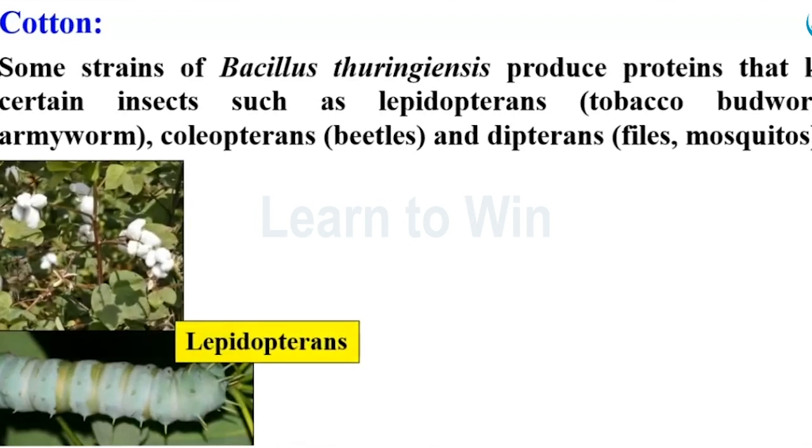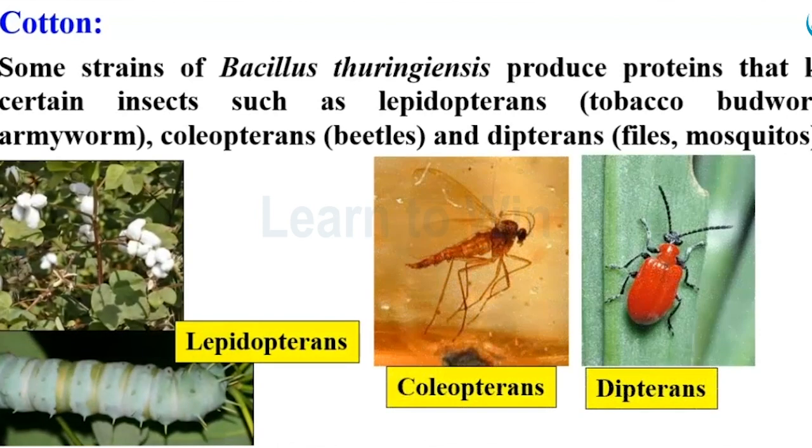So Bt cotton is nothing but a plant that contains a particular gene for a protein that is produced by a bacteria called Bacillus thuringiensis. This protein that is coming from this bacteria is called Bt toxin. Now it was found that this Bt toxin acts on lepidopterans like tobacco budworm or armyworm, coleopterans like beetles, and dipterans like flies and mosquitoes. You need to remember this. This is a direct sentence from your NCERT textbook. You need to remember these names and the examples. They're very important for the objective.